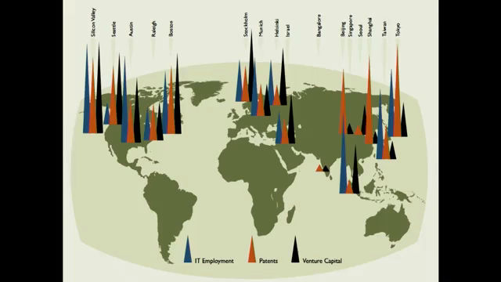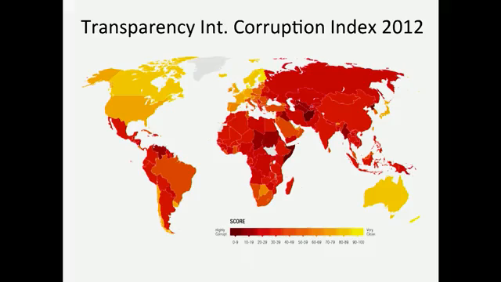The blue spikes are IT employment. The orange spikes show the number of patents. And the black spikes show the amount of venture capital. Now look at the Transparency International map of the extent of corruption. The dark red color indicates where corruption is worse.